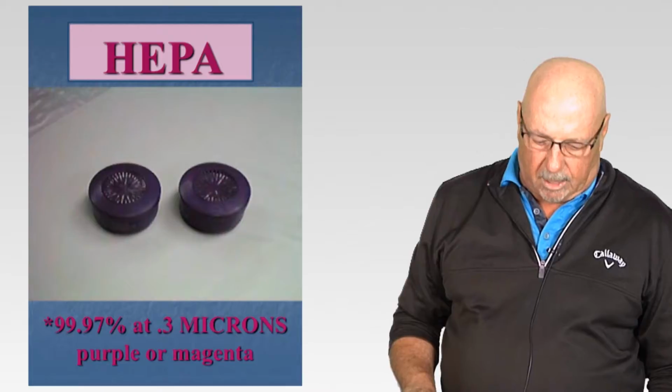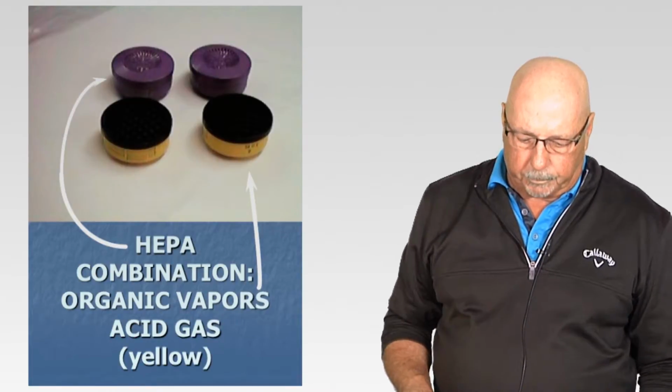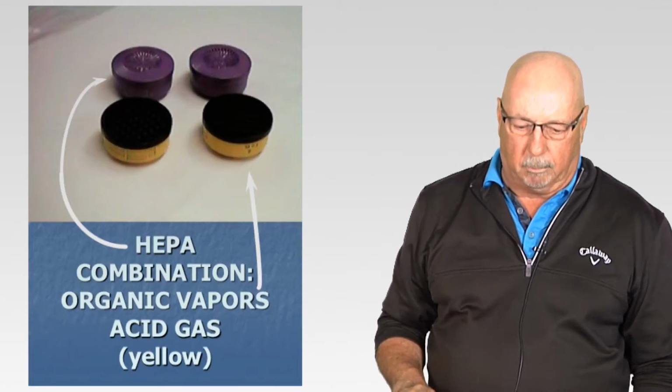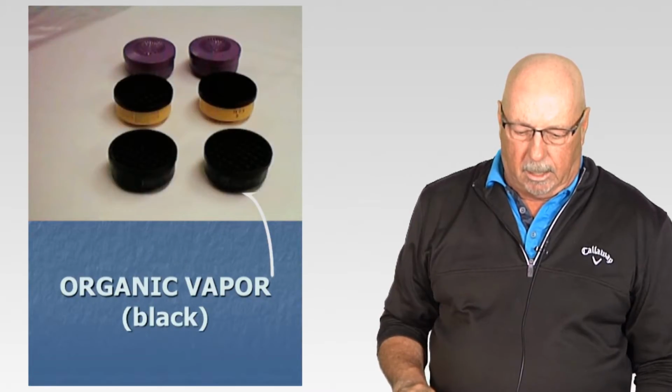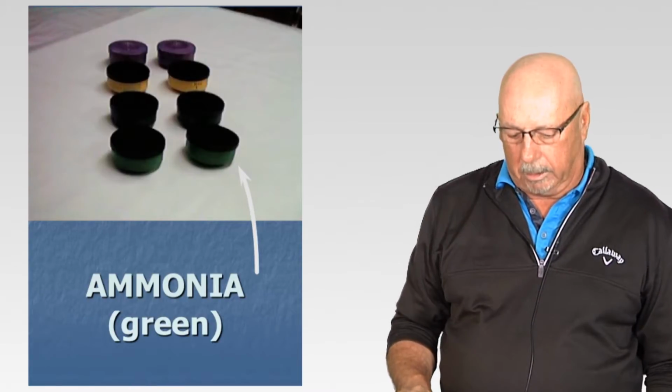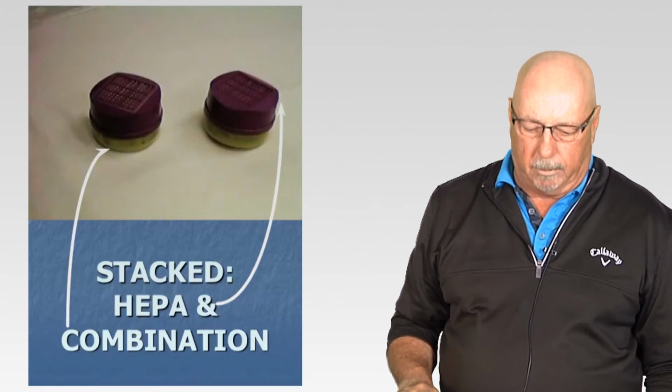Again, this is the example of the HEPA cartridge. Here's a HEPA cartridge, combined acid if we want a multi-stack. The black cartridge is going to be the organic vapor. We've got the green cartridges, which are ammonia.